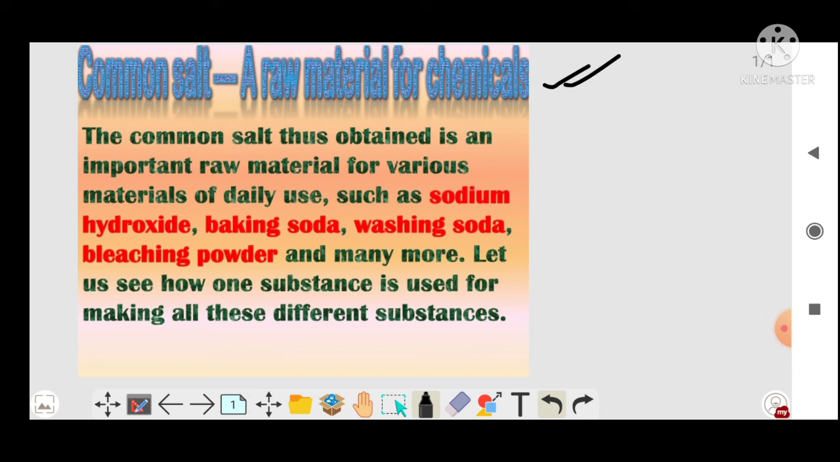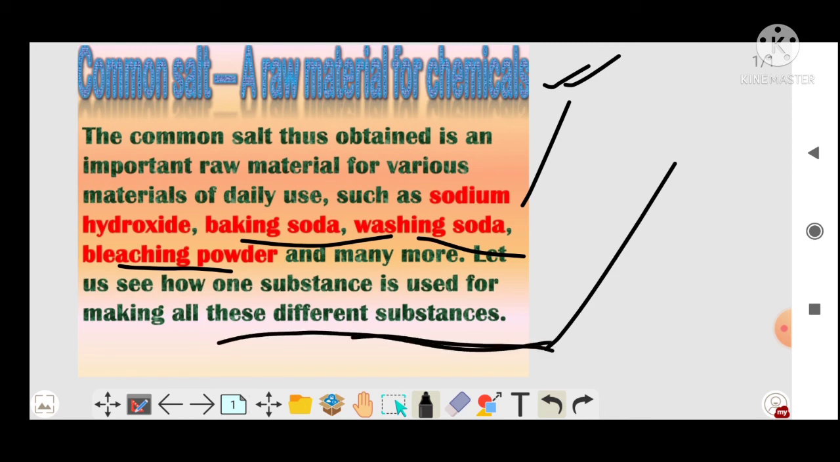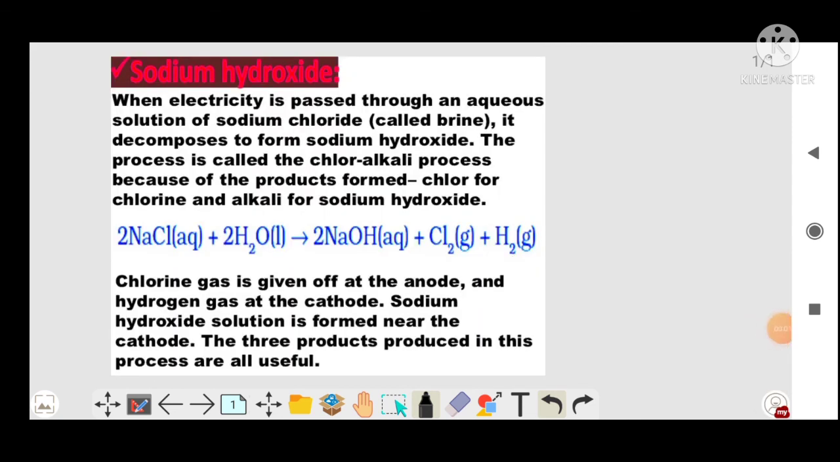The common salt thus obtained is an important raw material for various materials of daily use, such as sodium hydroxide, baking soda, washing soda, bleaching powder, and many more. Let us see how one substance is used for making all these different substances. At first, sodium hydroxide production from common salt.